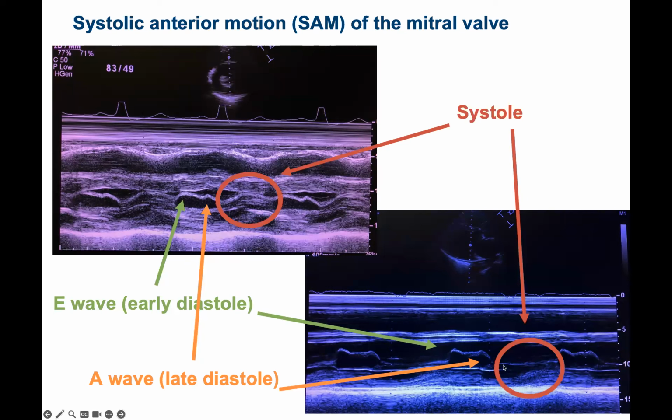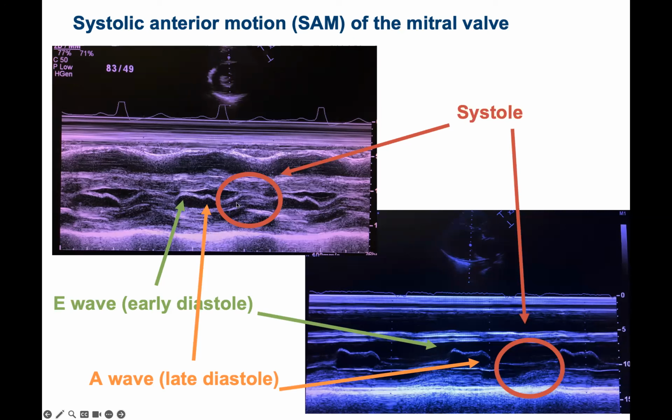Here's our anterior leaflet of our mitral valve. We see a nice line where that mitral valve is coapted nicely. And above it, we see an area of black, or anechoic, which is where blood is. So this is where our blood is flowing through the LVOT, and it's open essentially.